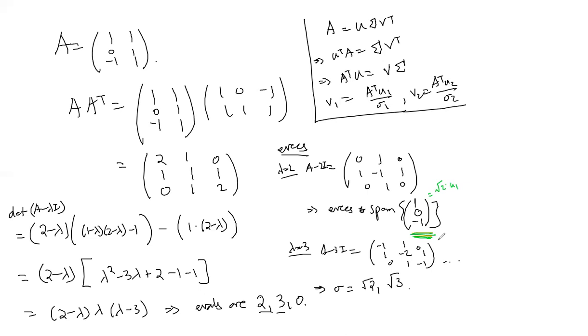I think in general, you just want to choose whichever one, A transpose A versus A A transpose, is easiest to diagonalize. That's how I choose it, because it's easier to diagonalize a 2 by 2 matrix than a 3 by 3 matrix.